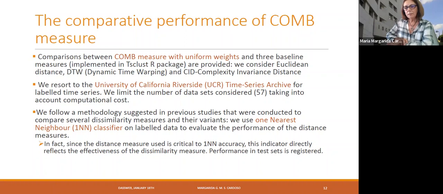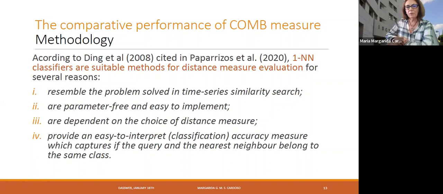And we know that the distance measure which is used in one nearest neighbor is critical in the performance of this classifier. So the accuracy of the final classification could be a good indicator of the performance of this measure. In fact, according to Ding et al., cited in Paparizos in a more recent paper, these one nearest neighbor classifiers are suitable methods for distance measure evaluation for several reasons. And of course, the most critical one is that they are dependent on the choice of the distance measure, and also they are very easy to implement. So we follow this methodology.